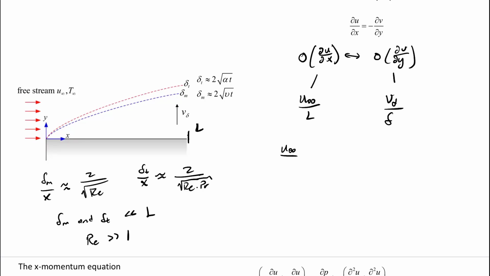In fact, if we wanted to solve for this, we would say U infinity over L is approximately the same as V sub delta over delta. So if we solve for V sub delta, V sub delta is approximately delta divided by L times U infinity. That velocity is scaling by the ratio of the boundary layer thickness to the overall problem, so normally it's going to be a really small velocity. Makes sense.